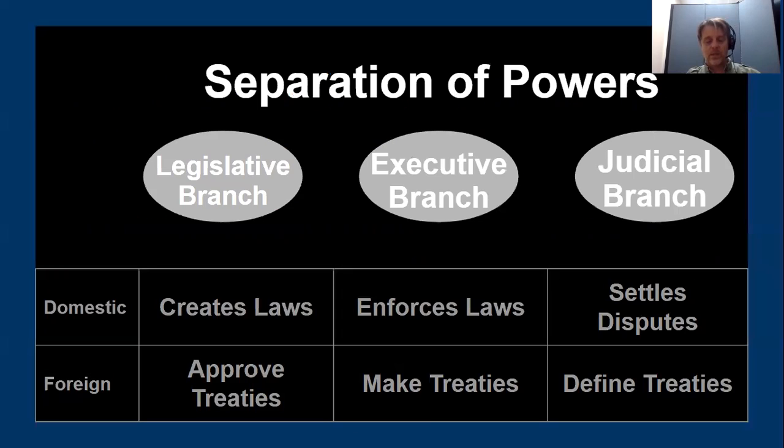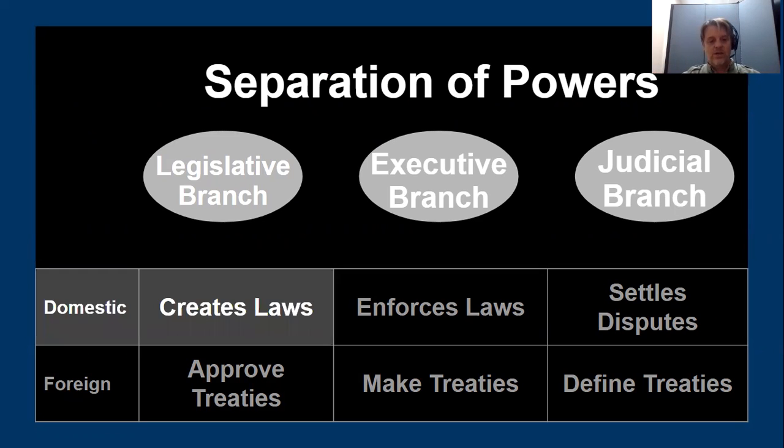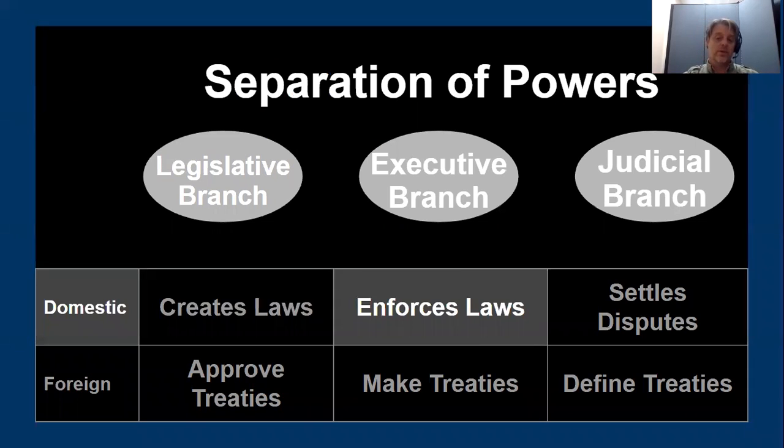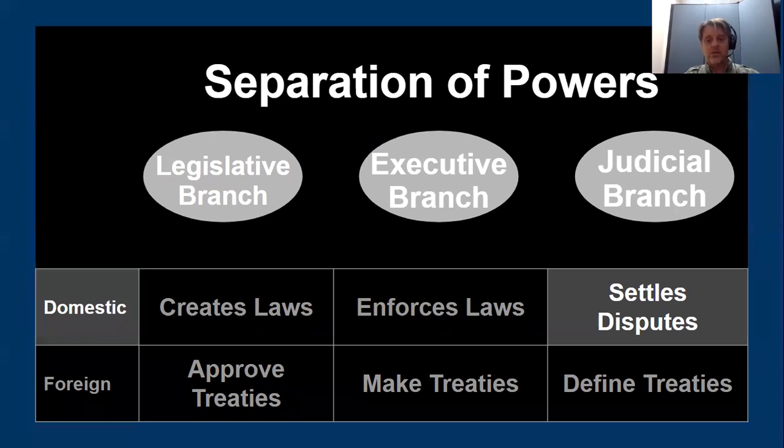All right, separation of powers. It's similar to federalism, but it's across the same plane where federalism works vertically, separation of powers works horizontally. So you have the legislative branch in the domestic. Remember, domestic means in-house, within the homeland. They create the laws, and then the executive enforces those laws, and then the judicial settles disputes arising from the enforcement of those created laws.